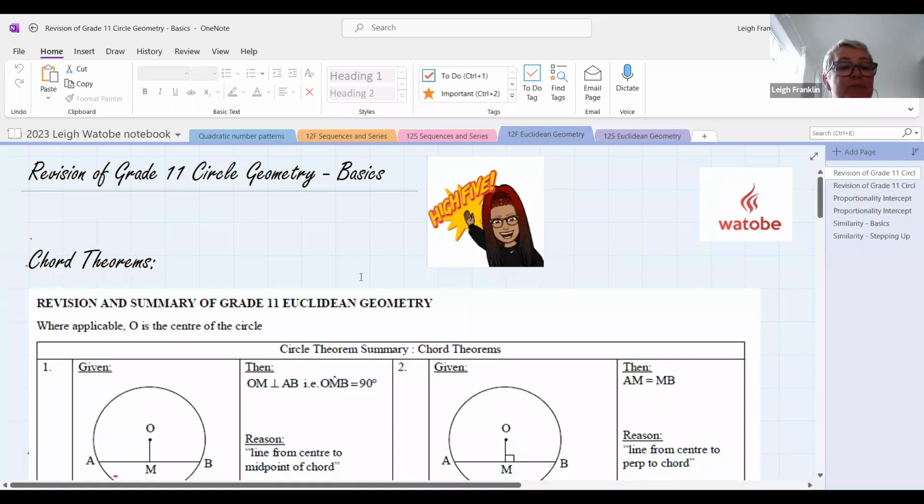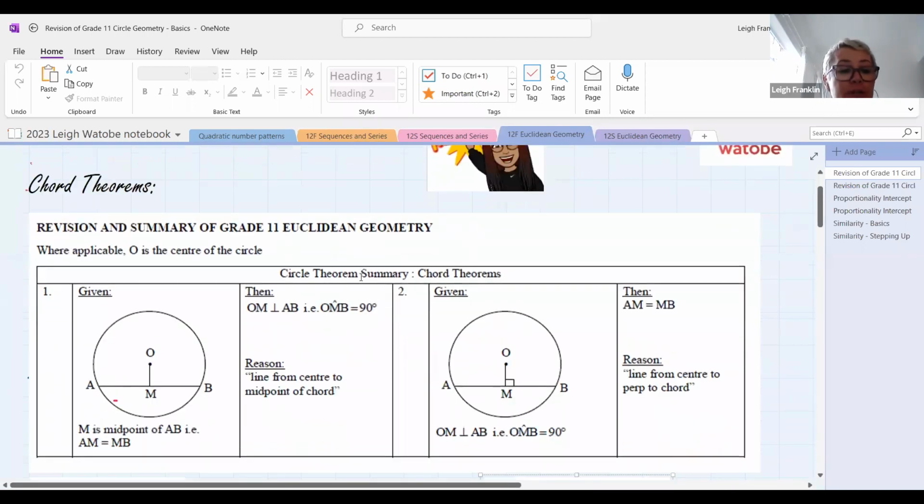Okay, so what I have for you here is a summary of all your grade 11 Euclidean geometry. I'm going to move down, and again, you can take screenshots, or you can come back and watch these videos again at a later stage. I've typed everything up for you. This just explains what you're already supposed to know.